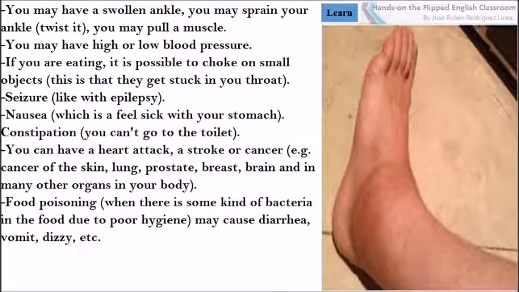Seizure, like with epilepsy. Nausea, which is a feel sick with your stomach. Constipation, you can't go to the toilet. You can have a heart attack, a stroke or cancer, for example cancer of the skin, lung, prostate, breast, brain and in many other organs in your body. Food poisoning, when there is some kind of bacteria in the food due to poor hygiene, may cause diarrhea, vomit, dizzy, etc.